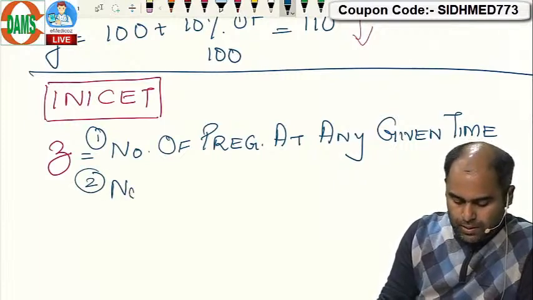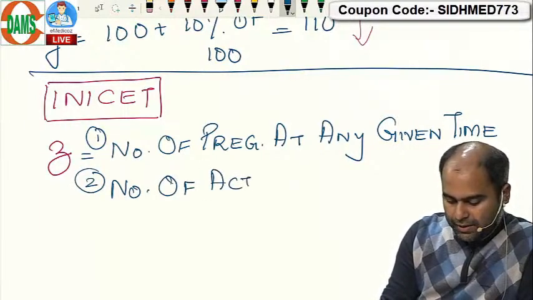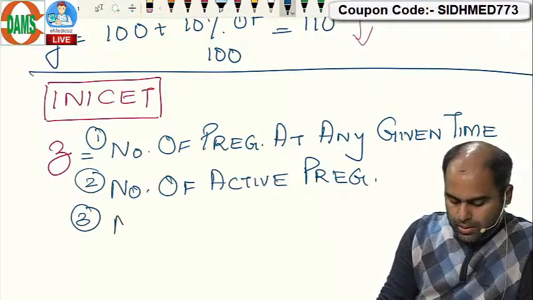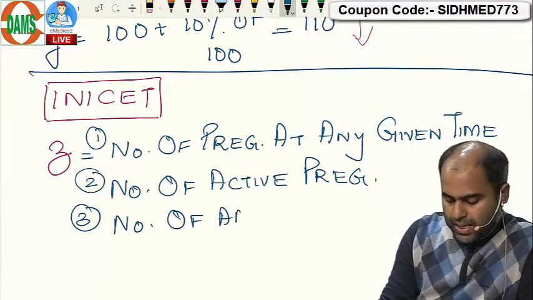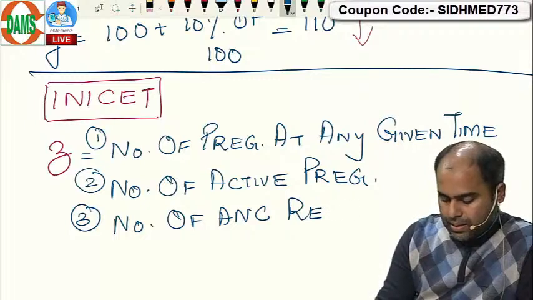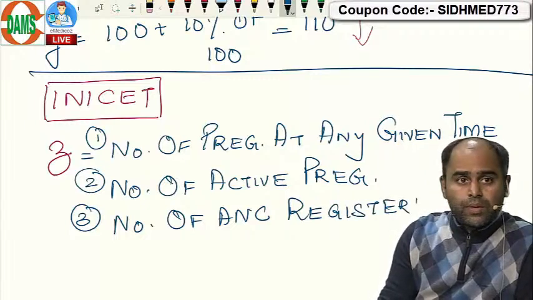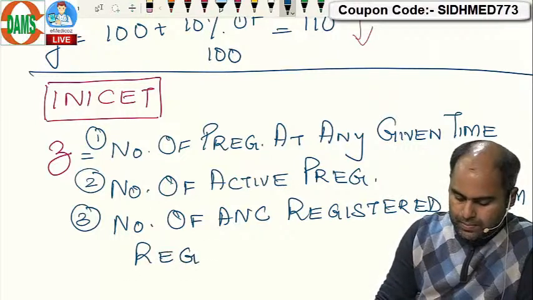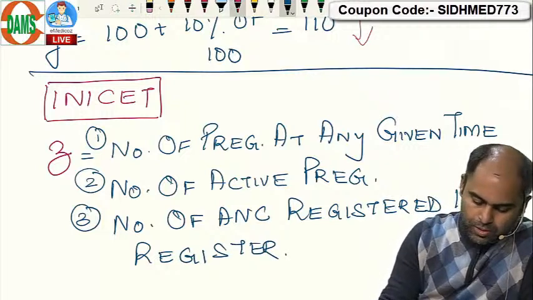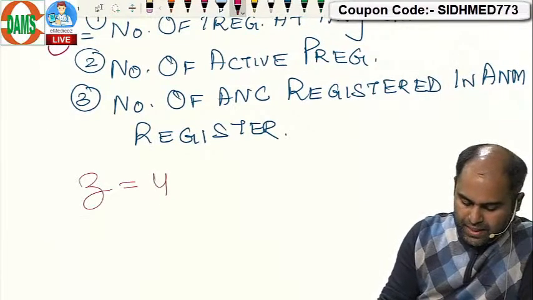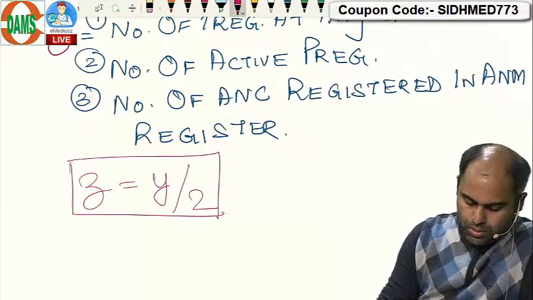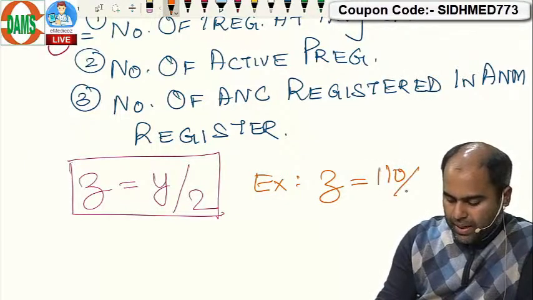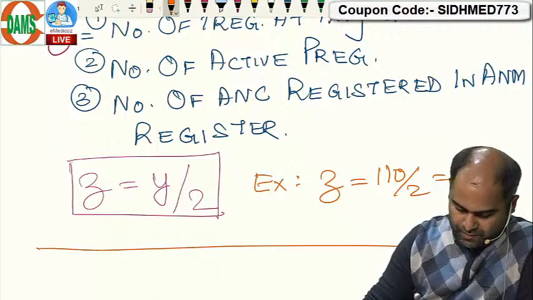Or second, the number of active pregnancies, or the number of ANC registered in the ANM register. So this Z is very simple, Y by 2. So in this example, Z will be 110 by 2, that is 55.